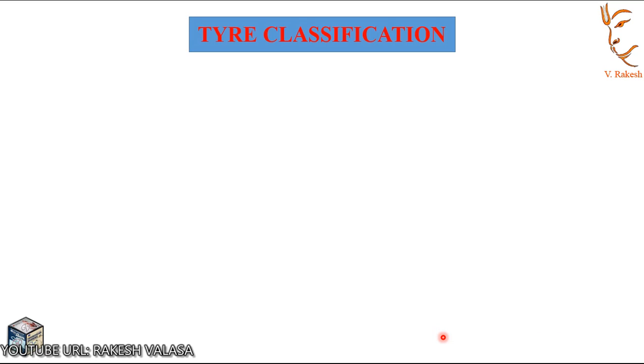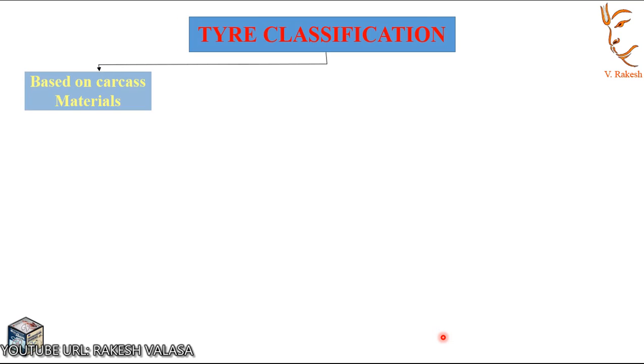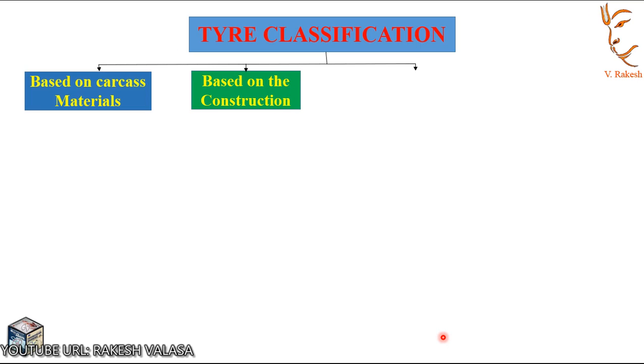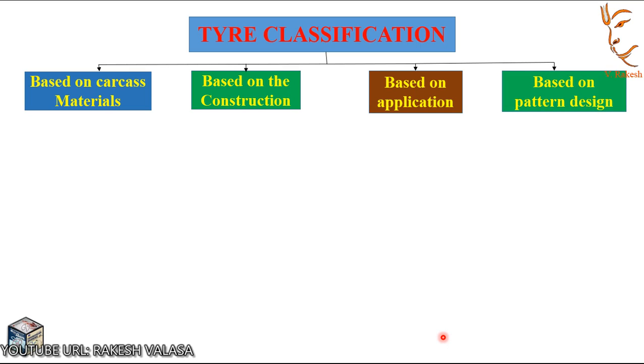Next is tire classification. First, based on carcass materials. Carcass means the main body of the tire. Second one is based on the construction. Third one is based on application. Last one is based on pattern design. These are the basic classifications of tires.